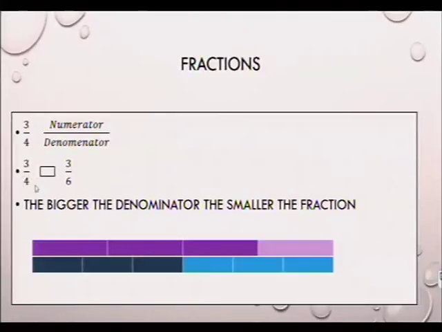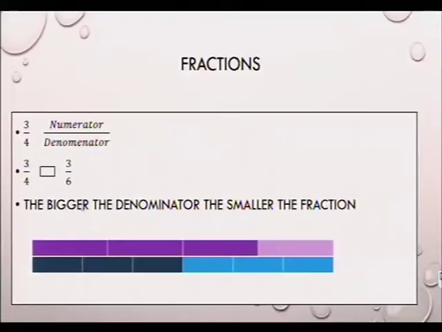Now we have to understand that the denominator tells me into how many pieces I must divide the whole. An example, if I have to cut an apple in half, I divide that apple into 2 pieces. If I have to divide an apple into quarters, I will divide my apple into 4 pieces. So here I have the whole, which is divided into 4 pieces. 1, 2, 3, 4 equal parts. That is what my denominator tells me.